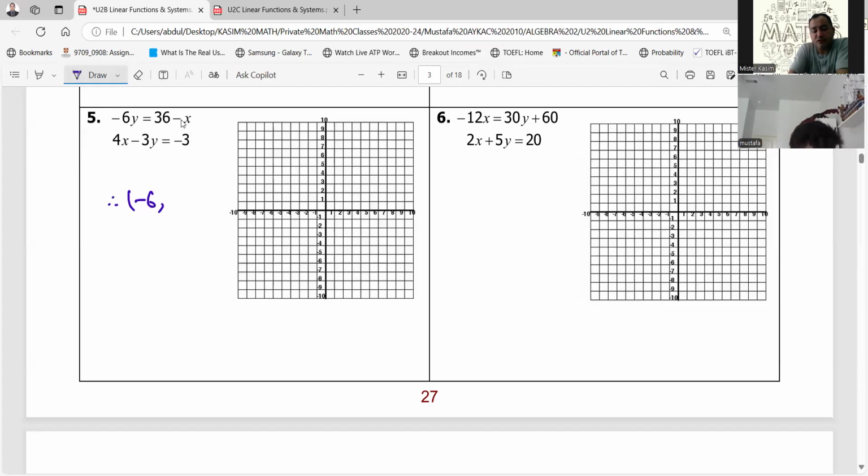But if you plug into the first equation, yes, y equals 5. No. Let me just write it down. I kind of did that in my mind. What is it here? Negative x, right? Negative minus 6 is plus 6, right? 36 plus 6 is 42. 42 divided by negative 6 is negative 7.